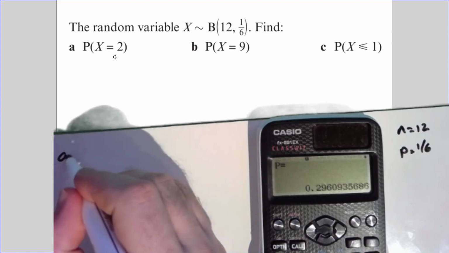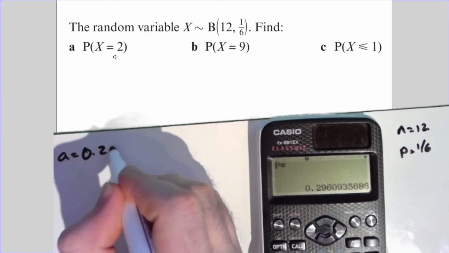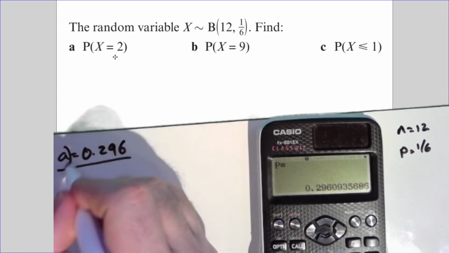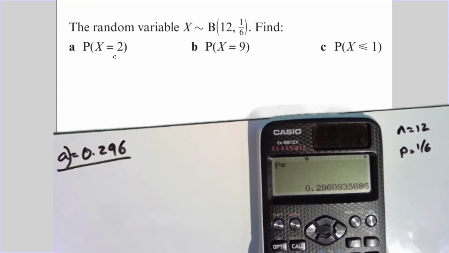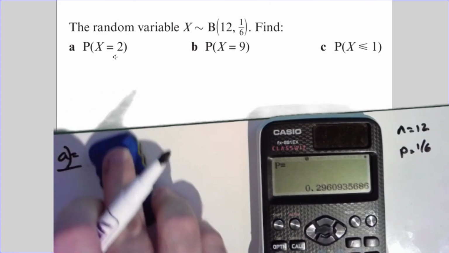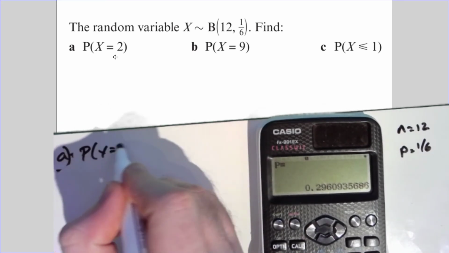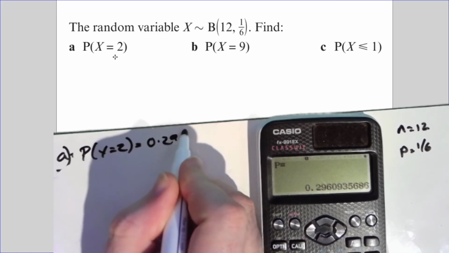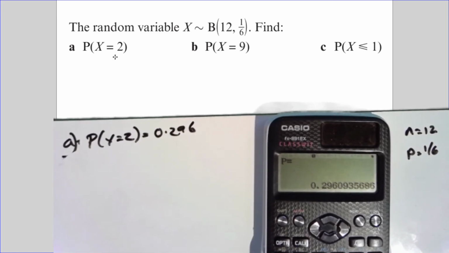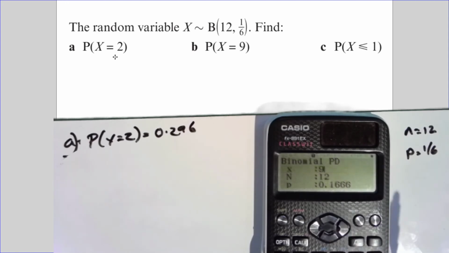So for A, this is 0.296. We're going to go to 3 significant figures for each of these things. So we should probably write down what this is. So this is A, probability x equals 2 is 0.296. So this is the probability, 12 attempts, a probability of 1/6 of getting a success, of getting 2 successes. So actually this is quite high, because you wouldn't expect to get very many successes if your probability of success is only 1/6. For the probability x equals 9, we're going to press equals here, we're going to change this 2 to a 9.